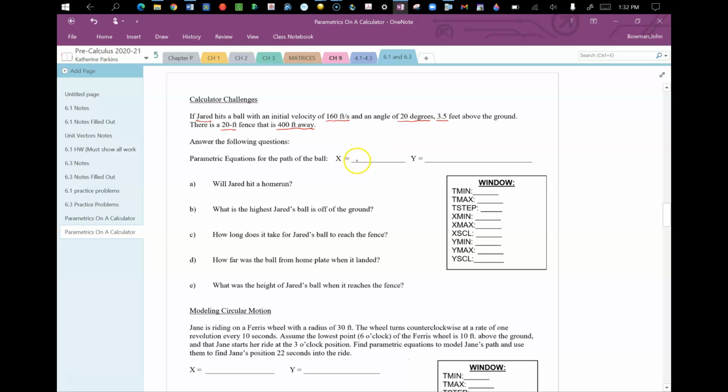We're going to write the parametric equations. So x equals 160t times the cosine of 20 degrees, y equals negative 16t squared plus 160t times the sine of 20 degrees plus the initial height of 3.5. And we're going to plug those into our calculator and see if Jared hits a home run.